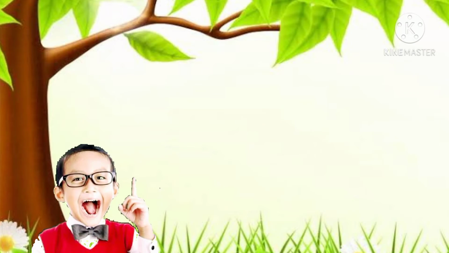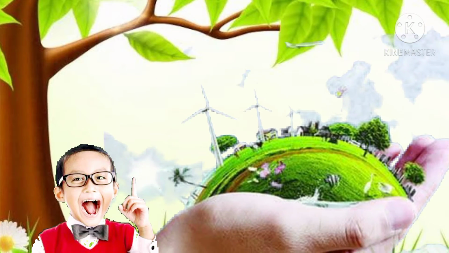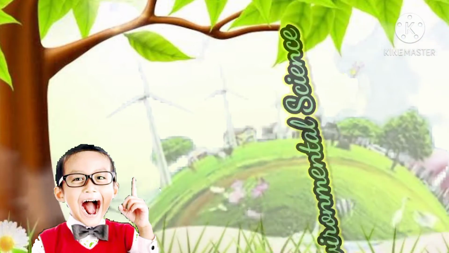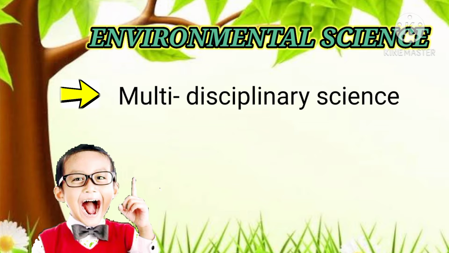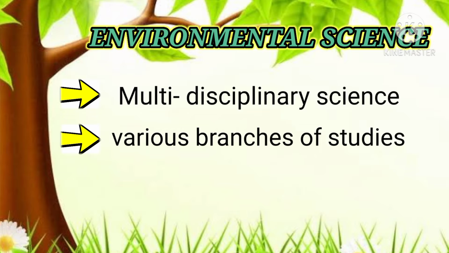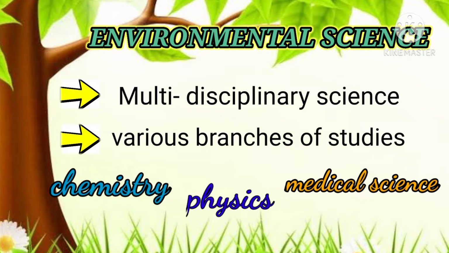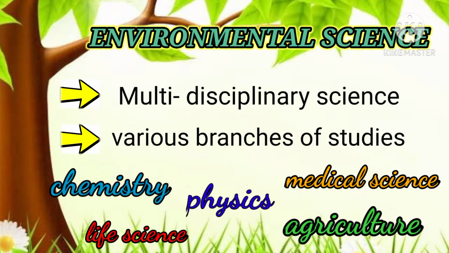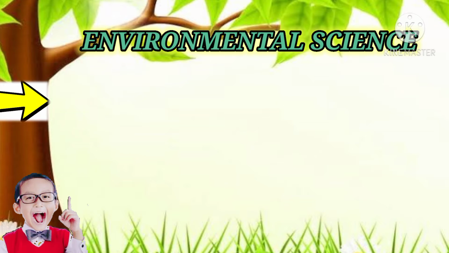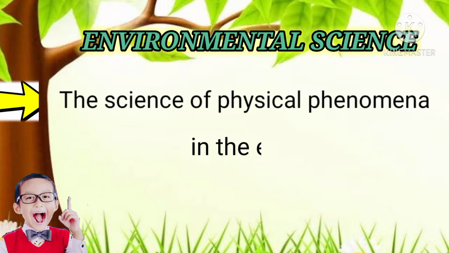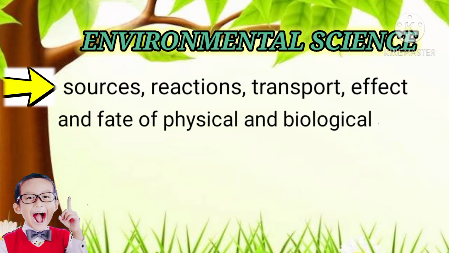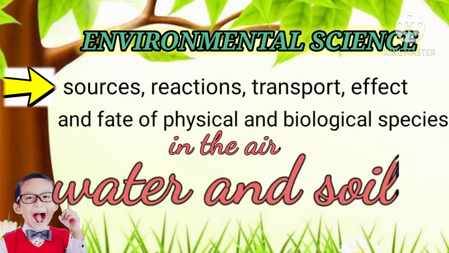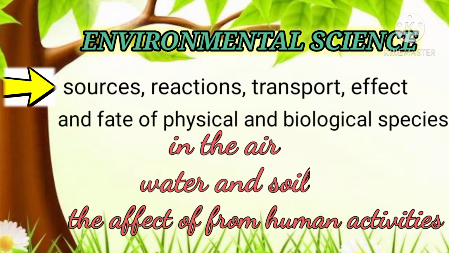Hi learners, since you know already what environment consists of, you can easily define what environmental science is. Environmental science is a multidisciplinary science because it comprises various branches of studies like chemistry, physics, medical science, life science, agriculture, etc. Environmental science is also defined as the science of physical phenomena in the environment. It studies the sources, reactions, transport, effect, and fate of physical and biological species in the air, water, and soil, and the effect from human activities upon this.